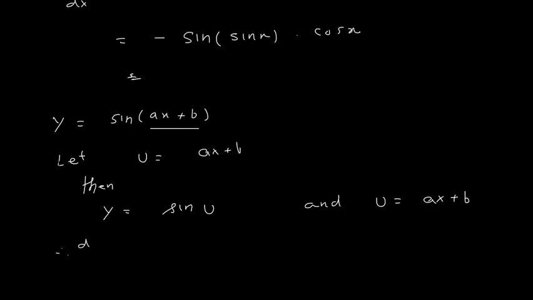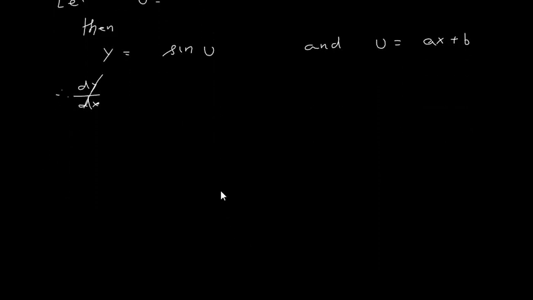So first I will differentiate y with respect to u. dy upon du is equal to the derivative of sine u, which is cos u, and du upon dx will give me a, because the derivative of ax is a and the derivative of b is 0. You remember the formula, the derivative of sine u is cos u. So dy upon du is cos u and du upon dx is a. Therefore you apply the chain rule.